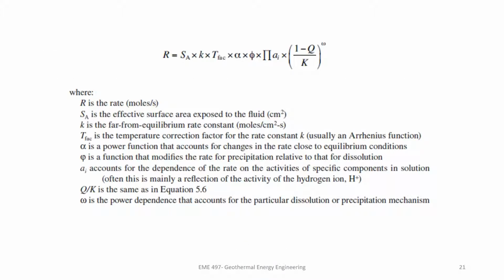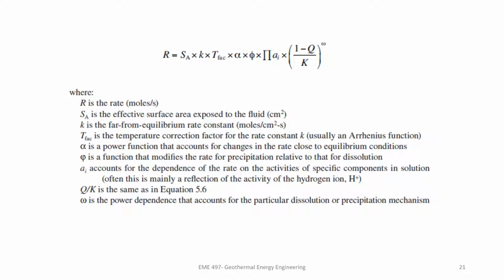This is a general reaction rate equation written in a form that uses the measured dissolution rate for reference, where R is the rate in moles per second. S sub A is the effective surface area exposed to the fluid in centimeters squared. K is the far from equilibrium rate constant in moles per centimeter squared per second. T sub FAC is the temperature correction factor for the rate constant K, and this is usually an Arrhenius function.